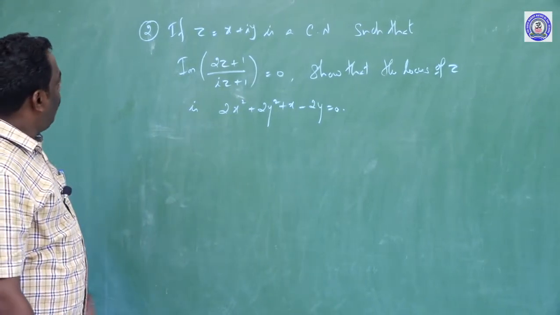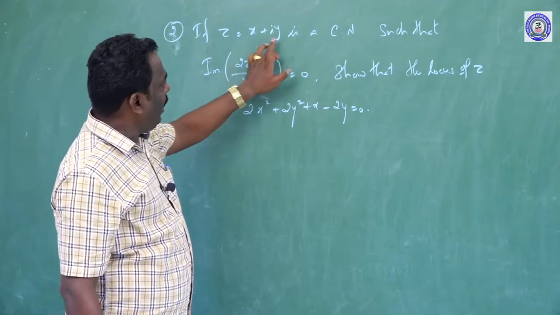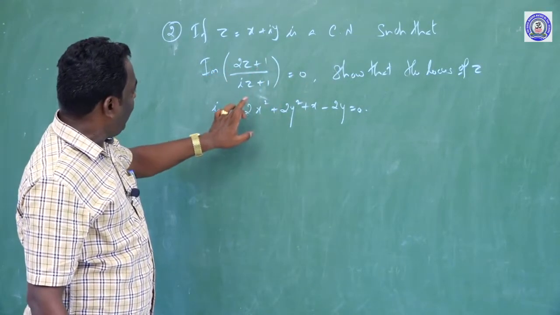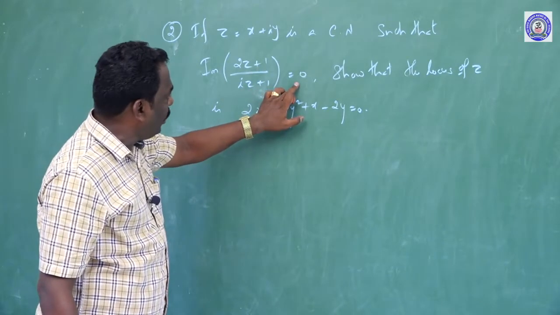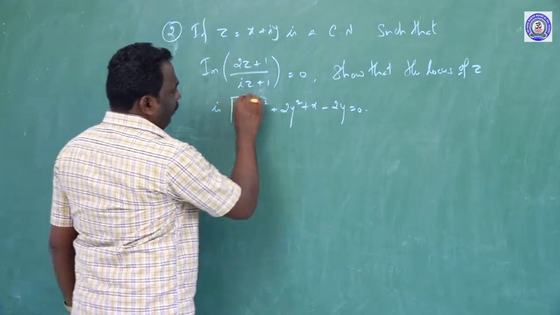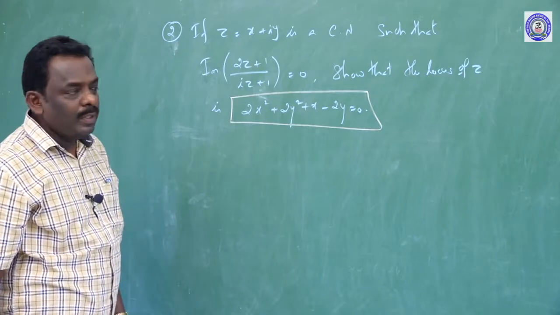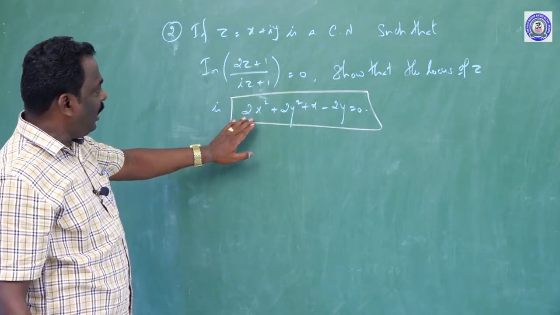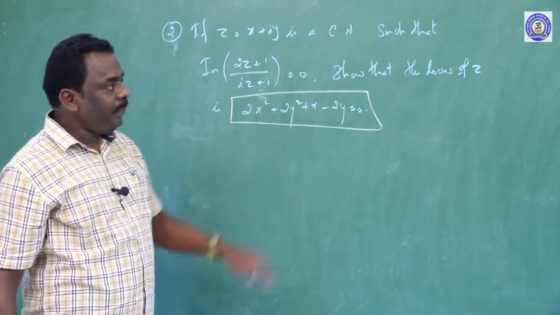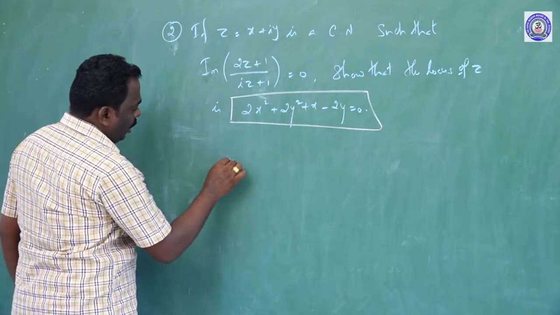Okay, see the next example. Next one, it is the second exercise problem. If z equal to x plus iy is a complex number such that the imaginary part of (2z plus 1) by (iz plus 1) is equal to 0, then show that the locus of z is 2x square plus 2y square plus x minus 2y equal to 0. So now we want to prove that the locus of the complex number z lies on this equation.